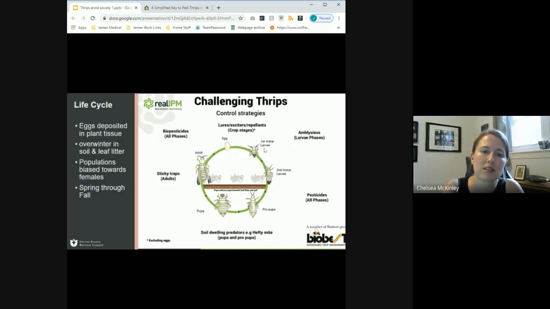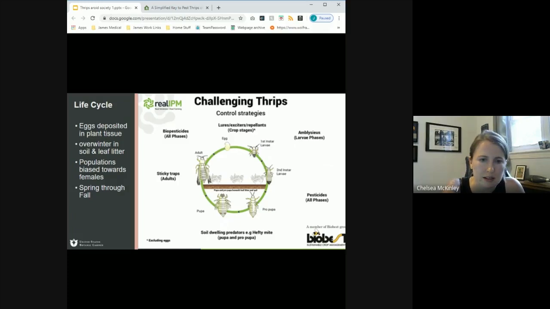Then you have the first instar larva. It's hanging out on the leaf, teeny tiny, usually a very pale color. And then they transform into the second instar larva, also feeding on the leaf surface or in the flower. These phases are fairly easy to control, so these are the best stages to try to spray. These are also the stages that are most susceptible to a lot of predaceous insects if you're using biological controls.